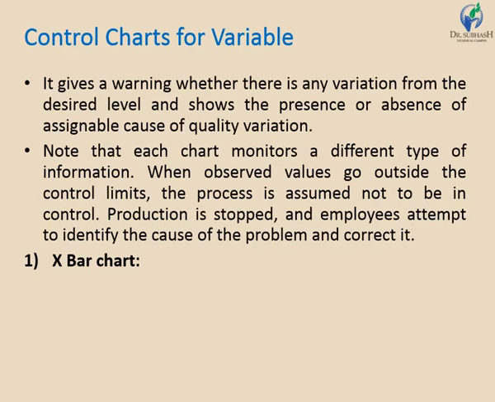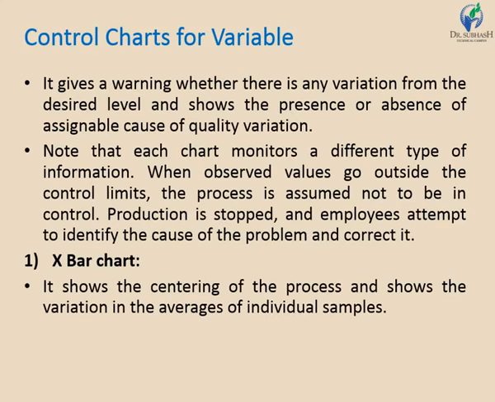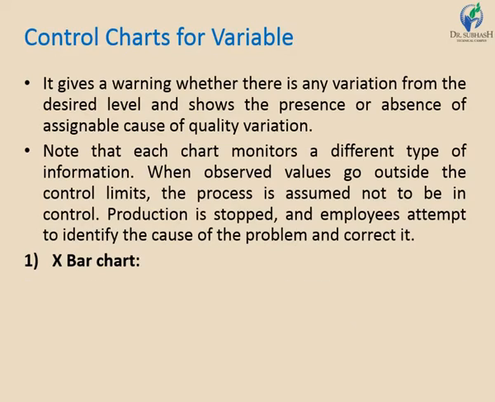There is a chart for variables known as the X bar chart. It shows the centering of the process and shows variation in averages of individual samples. It shows where the process is going within the control limits, the upper control limit and lower control limit, and how much variation there is in the averages of individual samples.